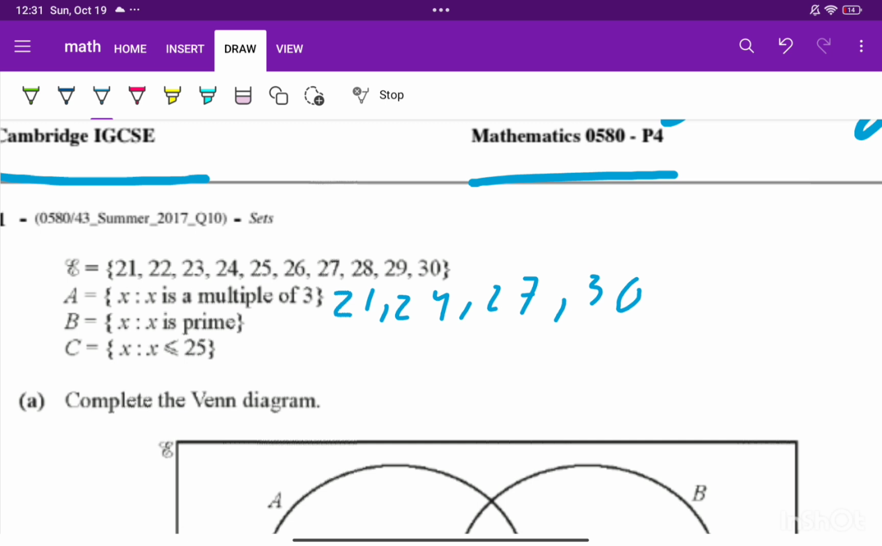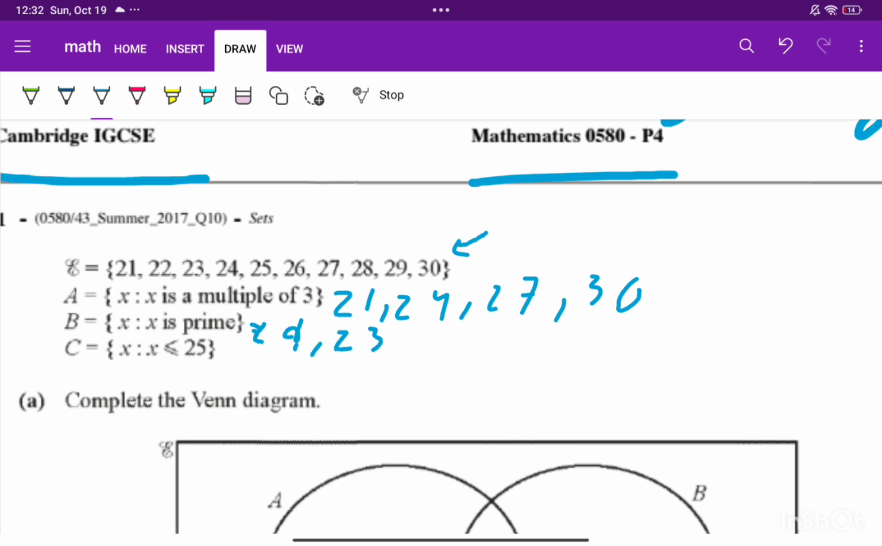Okay, set B contains the numbers which are prime numbers. So in this, the prime numbers are 29 and 23. Okay, so prime numbers are those numbers which only come in their own multiple and the multiple of 1.